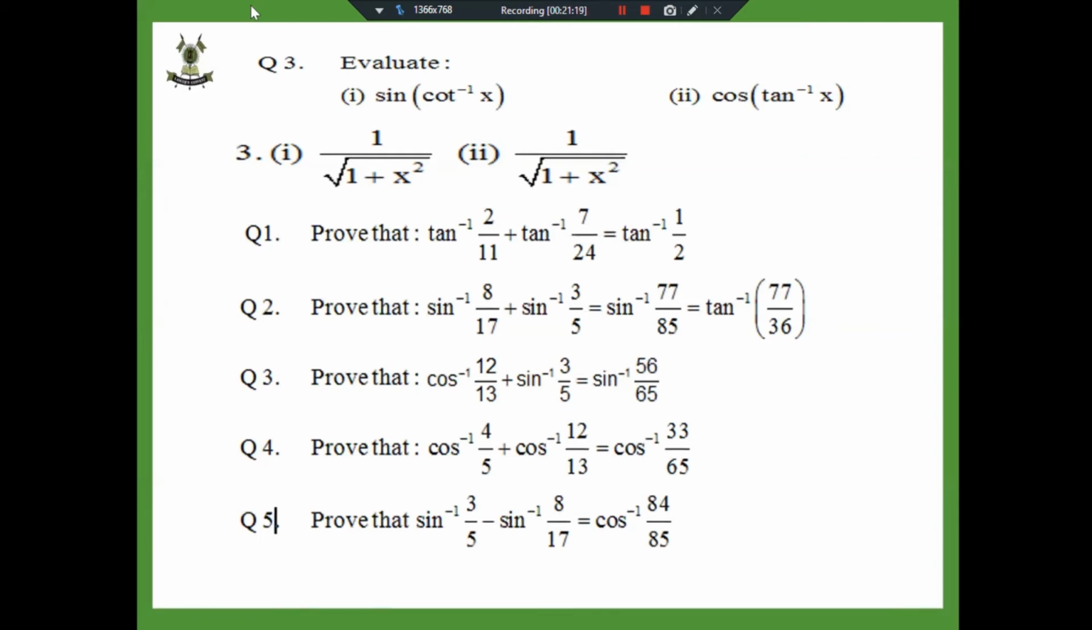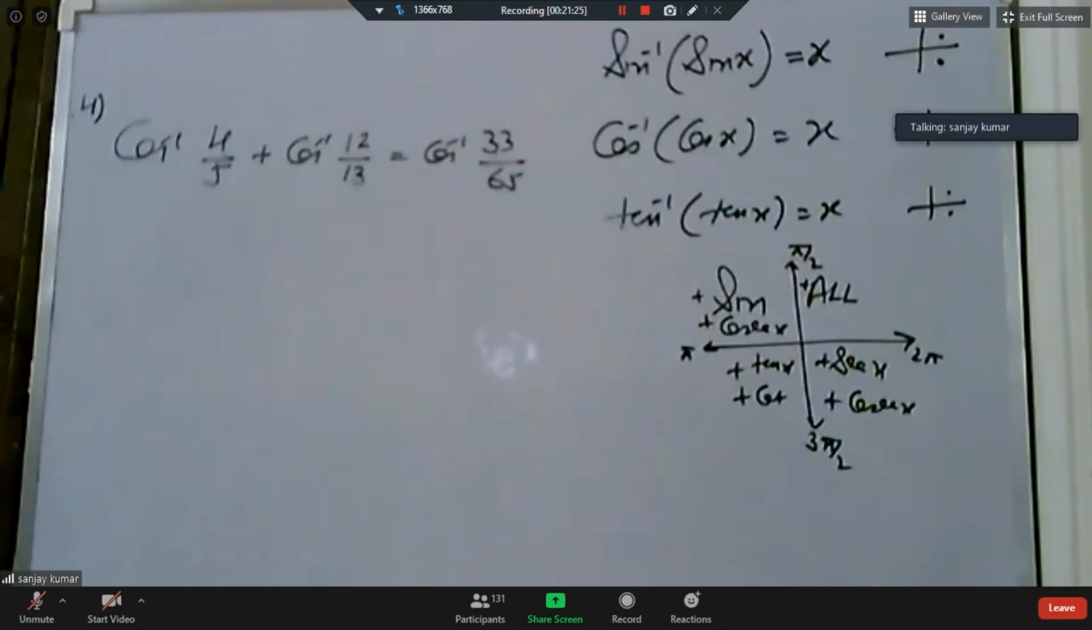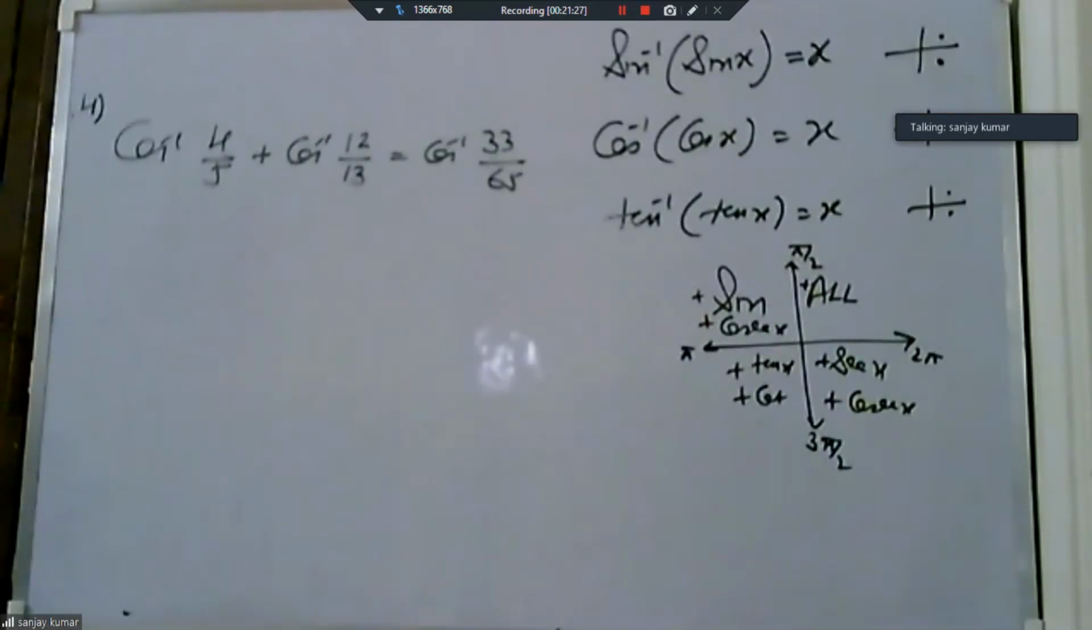Okay, now we start the fourth question. Look, you now see on your screen: cos inverse 4 by 5 plus cos inverse 12 by 13 equals cos inverse 33 by 65. The question is to prove this.